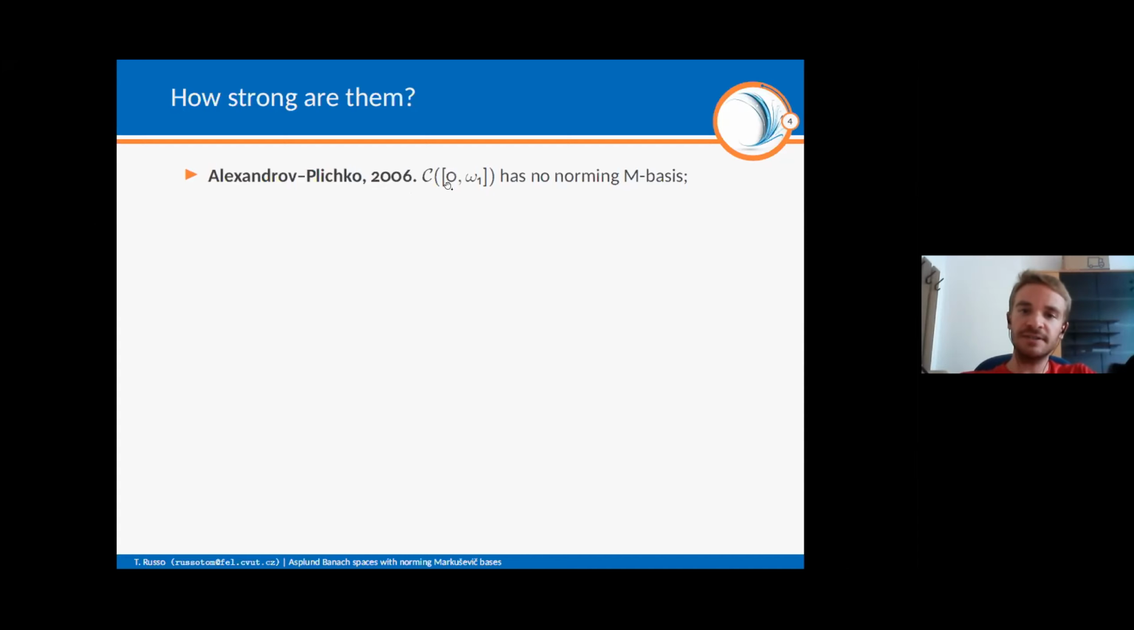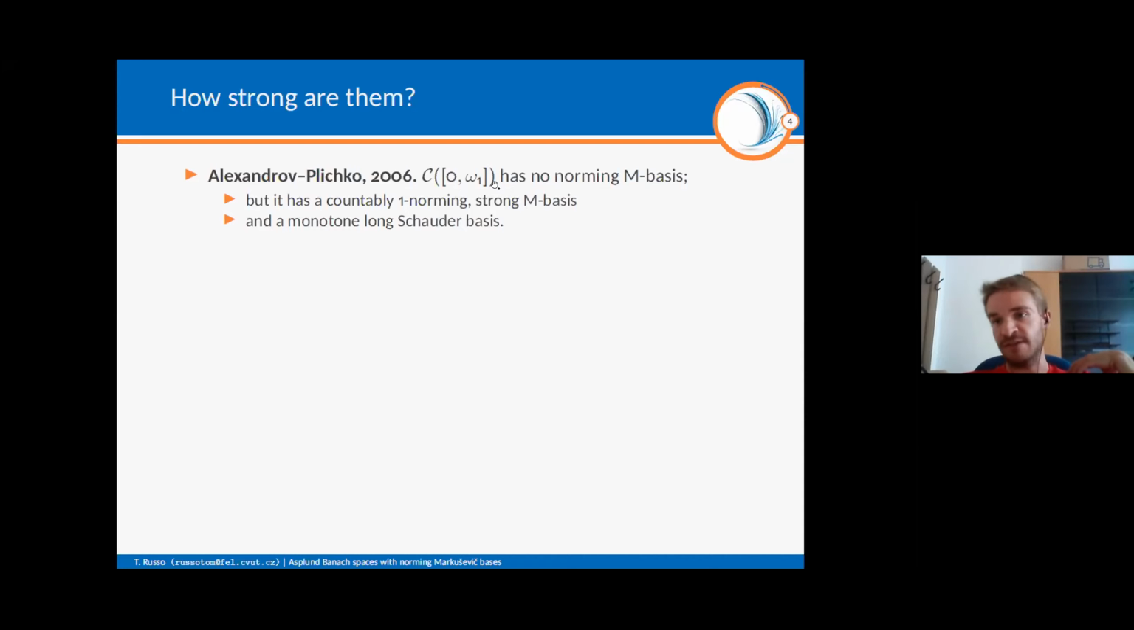And this fact is rather important also because this space is quite close to having a norming basis, in a sense, because it does have decent systems of coordinates. It does have a monotone long Schauder basis, and it also has a countably one-norming Markuševič basis. So no norming basis, but it does have a countably norming basis, which is a weaker version.